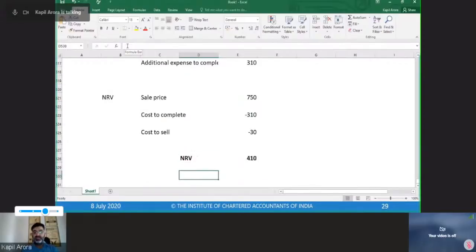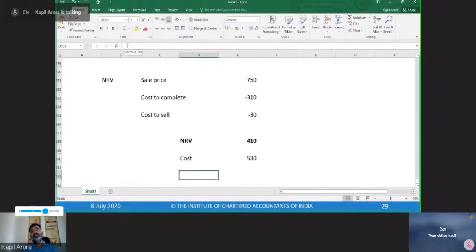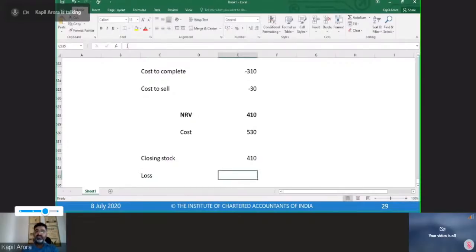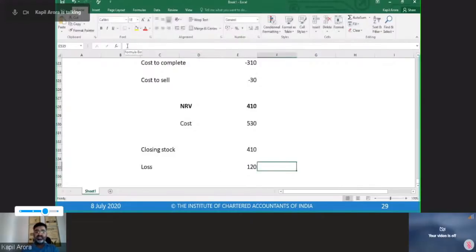Whereas cost is 530. As per the AS2 rule, we keep the inventory at lower of cost or NRV. When the inventory is kept at lower of cost or NRV, the closing stock for this unit will come down to 410, and the difference will be taken as loss, which is 530 minus 410, and this will be taken to the profit and loss account.